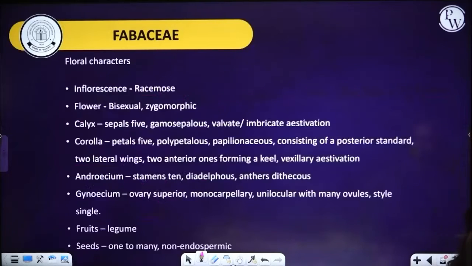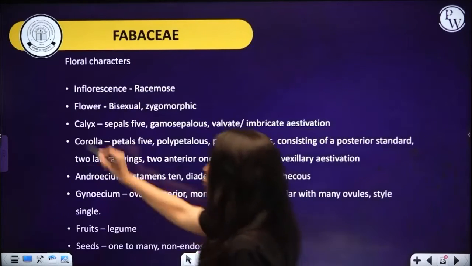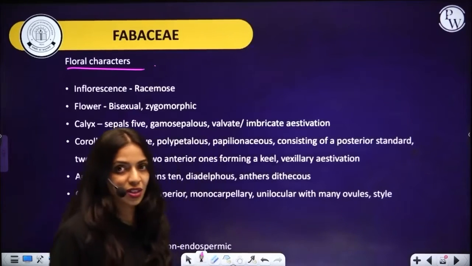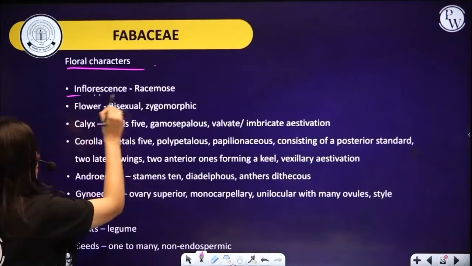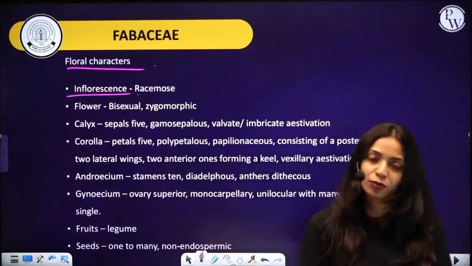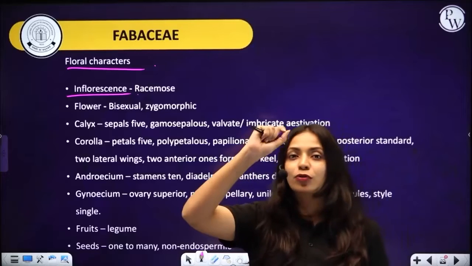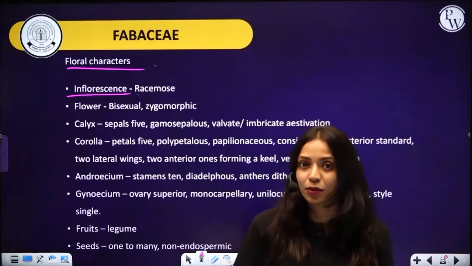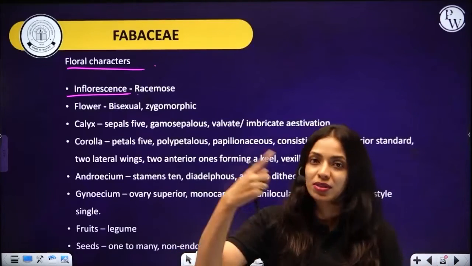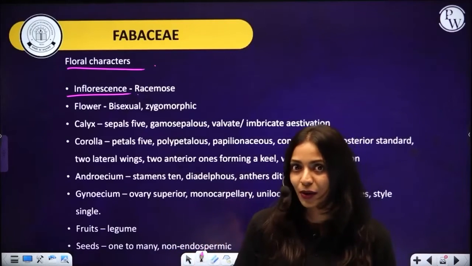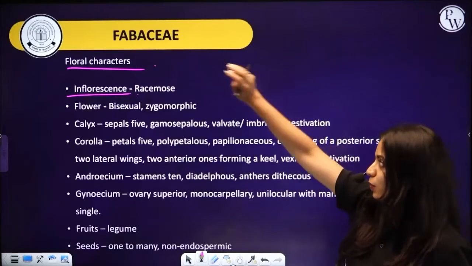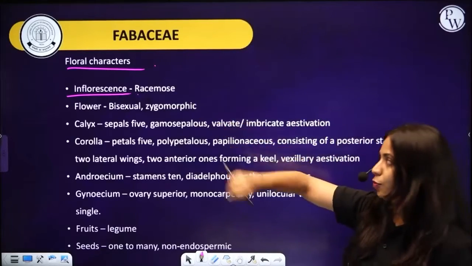All right. Now let's talk about the floral characters, starting with the inflorescence. Inflorescence is of racemose type. What does that mean? It means that there is indeterminate growth of the floral axis. The tip of the floral axis does not terminate with a flower. Older flowers are towards the base and the younger flowers are towards the tip. This is what we learnt about racemose in the previous session. I hope you remember. So in this family, we do observe racemose type of inflorescence.